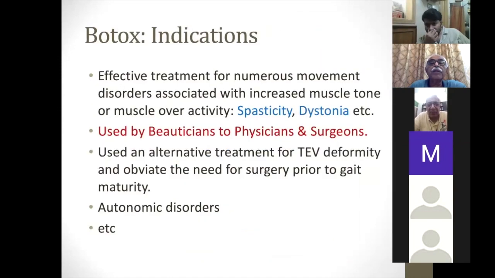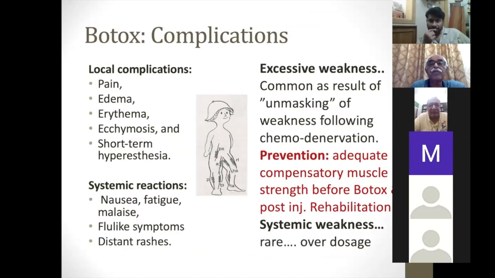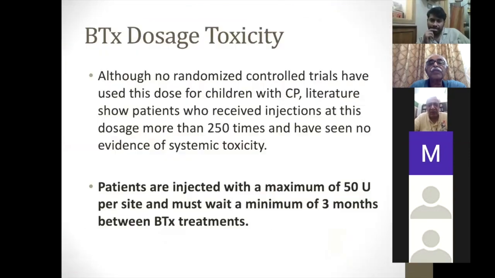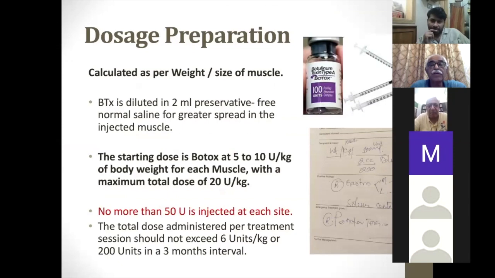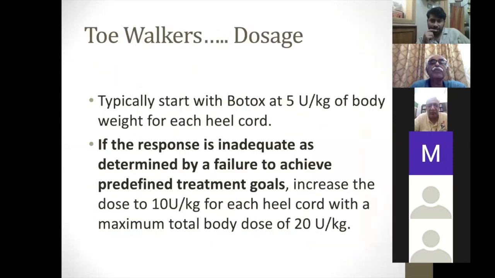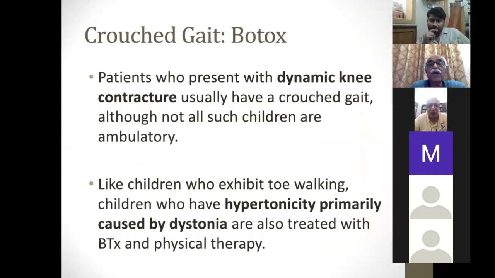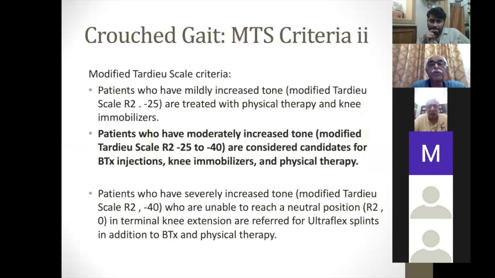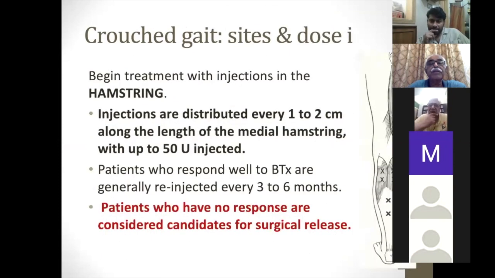Sometimes in elder children, we find one or two cases where there is no response. Maybe the reason is that they also have a static contracture and it has not improved. So these patients, as already written here, who have no response are considered for surgery.